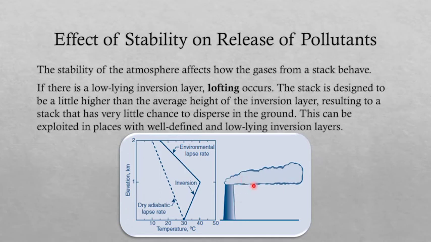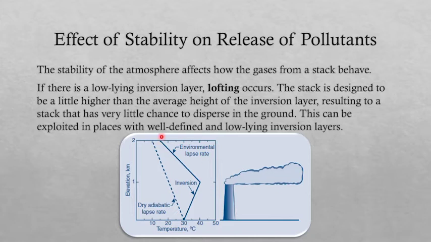The net effect is all of your pollutants contained in the stack would have very little chance to reach the ground because of the thermal inversion layer. Your pollutants are basically dispersed above the thermal inversion layer. Therefore, they are not trapped below the inversion layer.